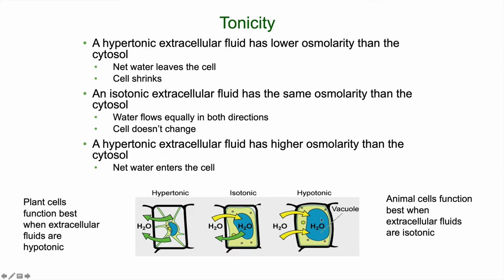In a hypotonic situation, water is going to flood into the cell and cause the cell to swell. In a hypertonic solution, the excess water is going to leave the cell. Animal cells function best in an isotonic situation. Plant cells actually function best when it's hypotonic because they want that excess pressure in to fill their central vacuole and to create that turgor pressure on the inside of the plant cell.